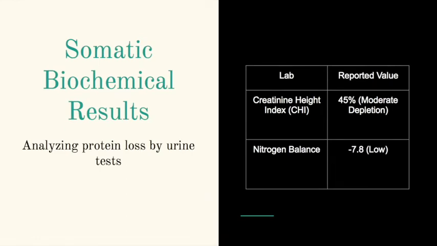In assessing the results of the somatic biochemical tests, we see that our patient is exhibiting moderate lean body mass depletion and a negative nitrogen balance. To gain a better picture of what's going on in her body, her clinical team will need to run visceral protein assessments.